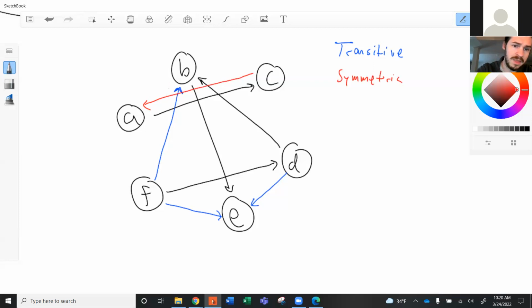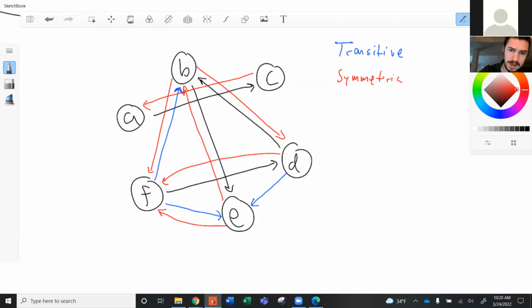And for F to B, we're going to have to go backwards, B to F, and we're going to have to go backwards here. And we're going to have to go backwards like this, and in this direction, and like this and like this. So I think I did all the backwards arrows, so that now I've made it satisfy the symmetric property.